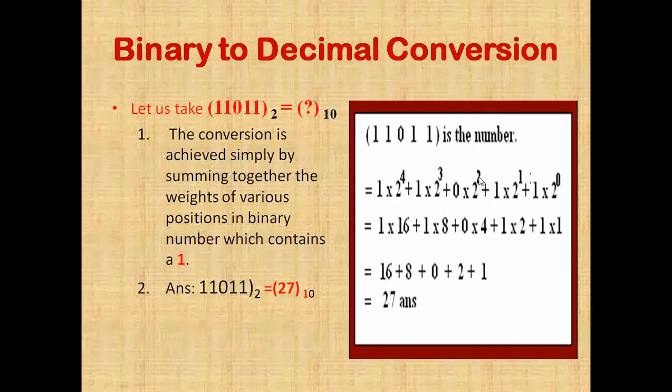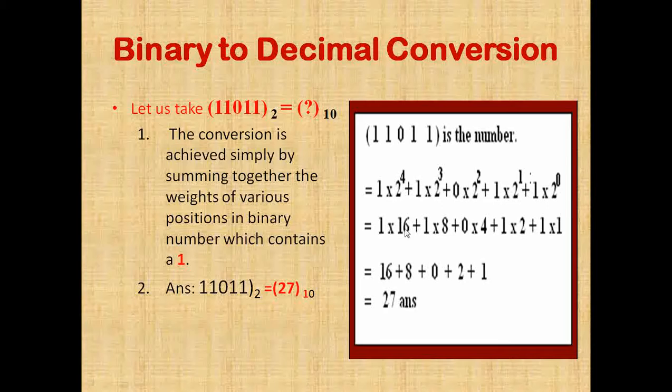Okay, now let me explain this once again. First of all, multiply each digit by 2. So 1 into 2, again 1 into 2, 0 into 2, 1 into 2, 1 into 2. Now add them, so put a plus sign in between, and starting from the rightmost side, put first 2 to the power 0, and then keep on increasing the power of 2 by 1. So 2 to the power 1, 2 to the power 2, 2 to the power 3, 2 to the power 4. Now solve this equation. You will get the decimal equivalent of this binary number.